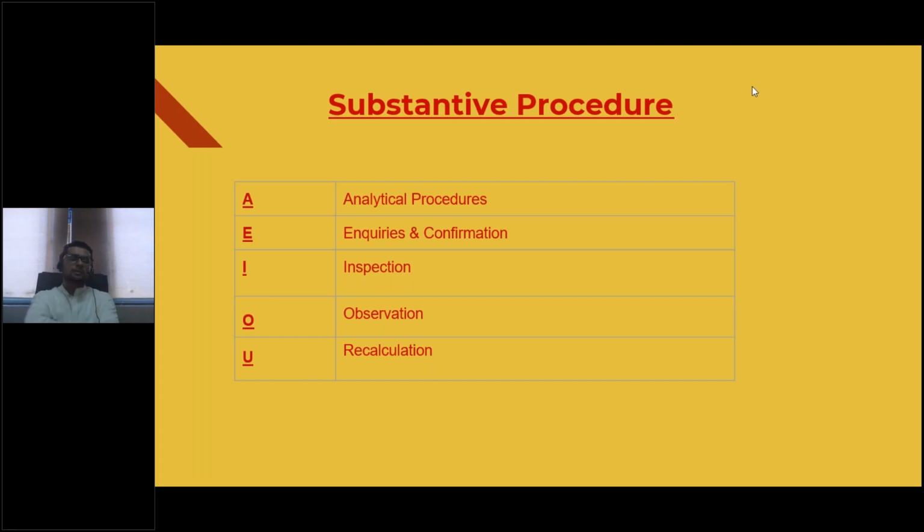Okay, AE, then move on to I. The word I is extremely important and very, very frequently used. Inspection can be classified under two categories. We tend to inspect either the tangible assets or the documents.